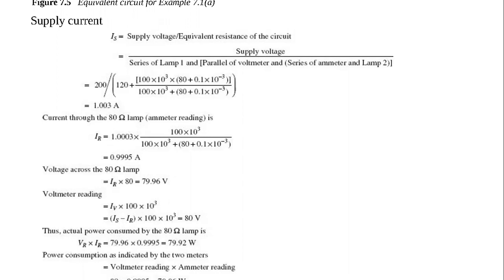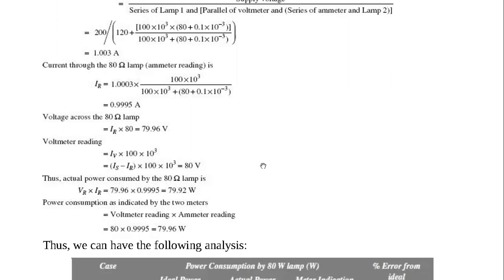The VR is 79.96 from the calculations here, and the IR is 0.9995 amperes. And once you multiply the two, you get 79.2. And now that is the actual power. What is the power that is consumed?